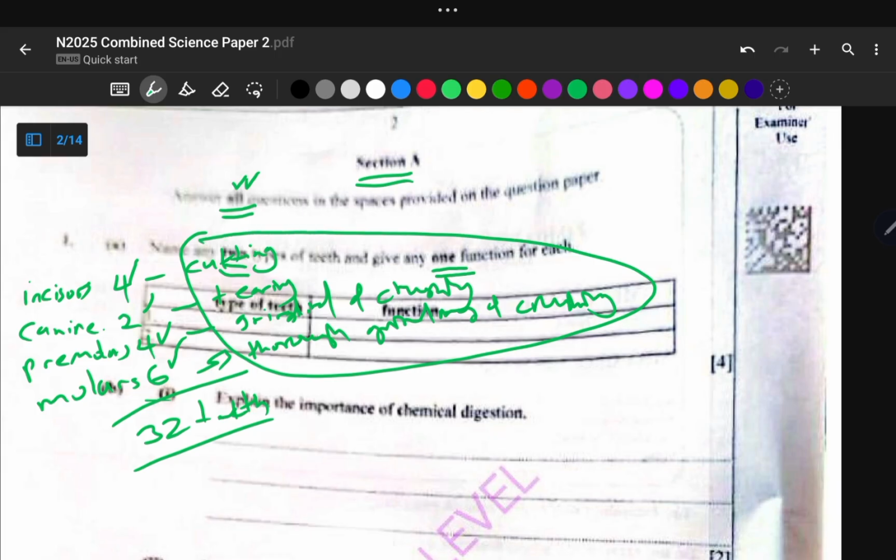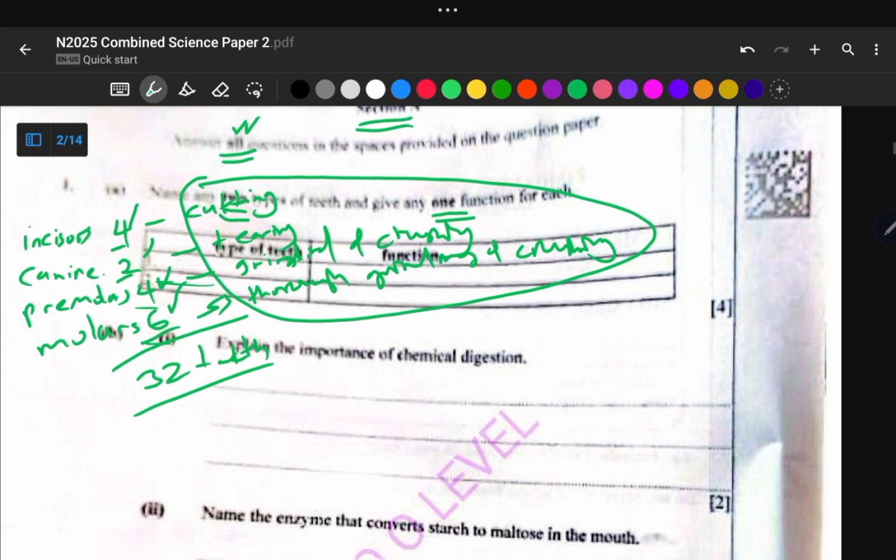So the first thing you should know is the number of teeth in the mouth. We have 32, with incisors, canines and premolars on the top and on the inferior surface, and the same thing for the rest, right? So you should just appreciate that. So we are now moving on to the next part.